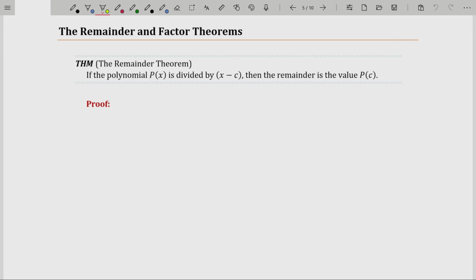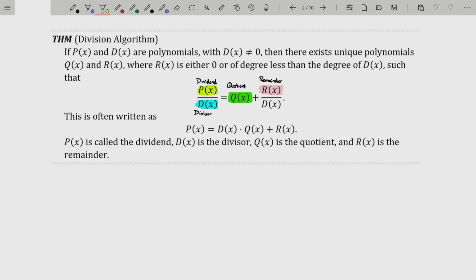You definitely need that to be able to understand where we're heading in this video. Not only that, but you need the division algorithm. And just to remind you, the division algorithm said if you have a polynomial p and a polynomial d, p is called the dividend, d is called the divisor. When you make that division of p over d, you get a quotient, q, plus a remainder over that divisor.